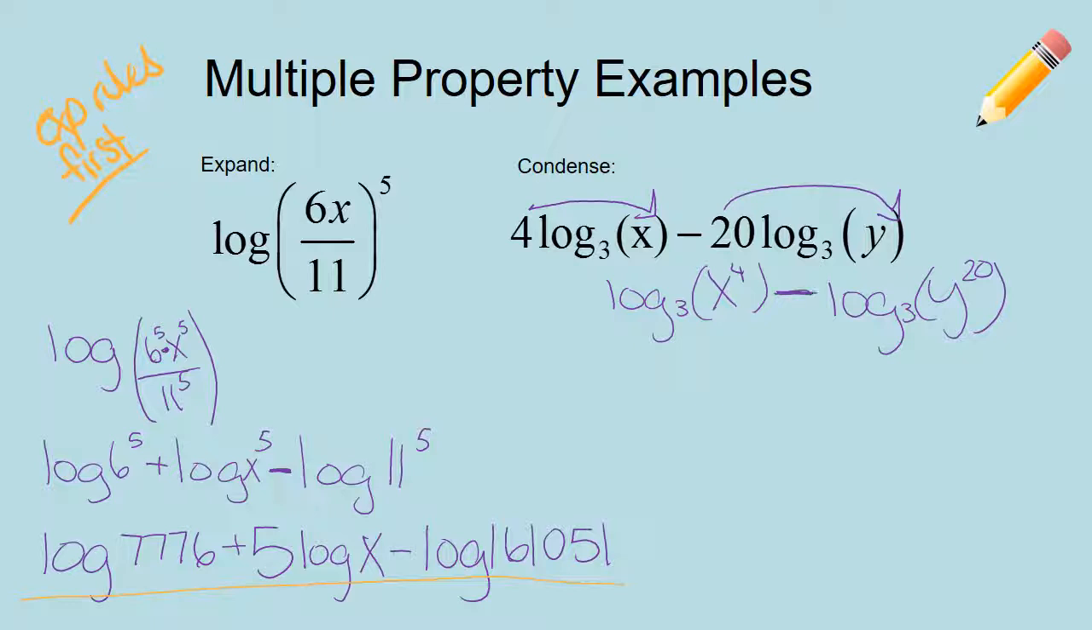Next I see I'm subtracting 2 logs. So I'm going to have 1 log with a division bar. What comes first goes on top. What comes second goes on bottom.